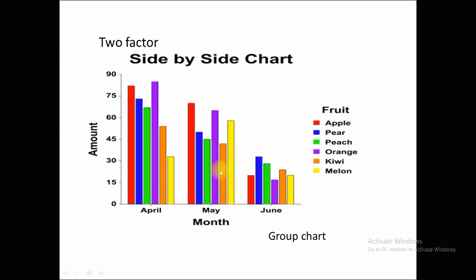In this group chart I use two factors. Two factors mean along the horizontal axis I represent two quantities. One quantity is the month, and the other quantity is the fruit. And along the vertical axis I represent the amount sold for each month, for April, for May, and for June. This is not the total amount in all these 3 months. This discrete data represents the amount sold for an individual month, for April, for May, or for June.